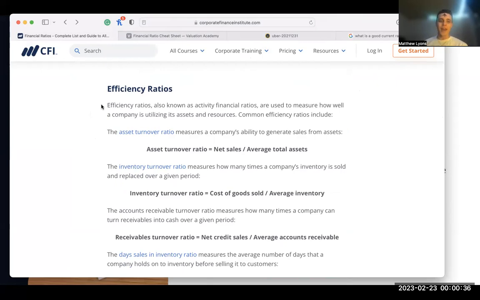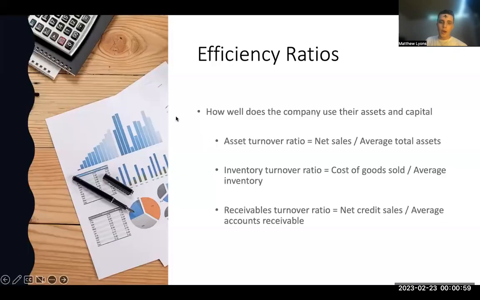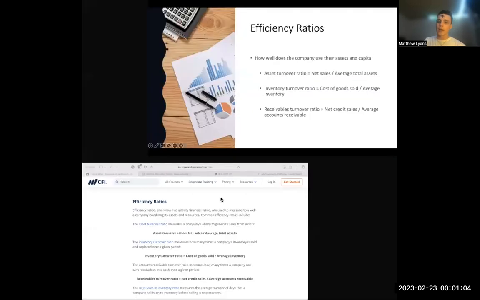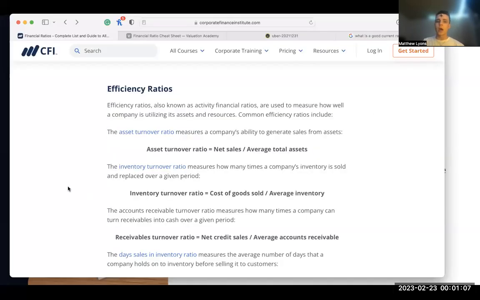Efficiency ratios, also known as activity financial ratios, are used to measure how well a company is utilizing its assets and resources. Common efficiency ratios include: so here's our asset turnover ratio, and that looks at a company's ability to generate sales from their assets. Again, that really sounds to me like another way to look at our return on assets. So a lot of these ratios can go hand in hand. Each one tells a little bit of a different story. But you look at all these different stories and you can get a better picture of things.